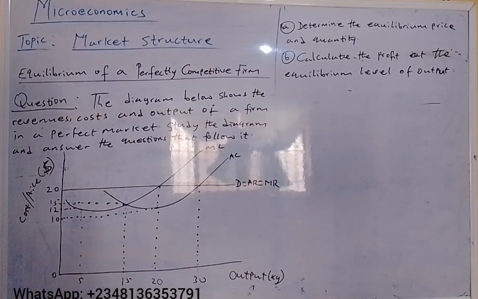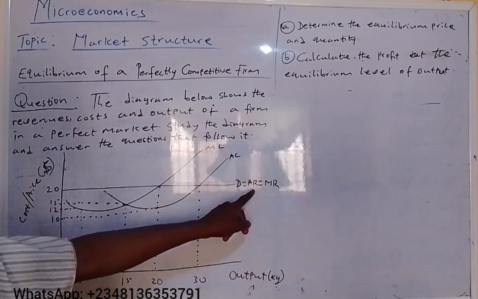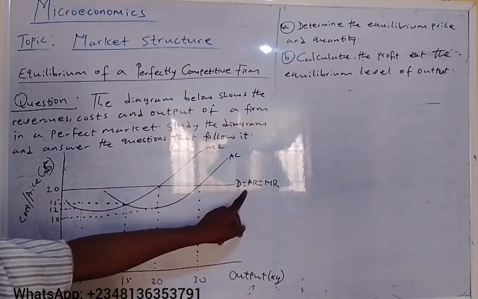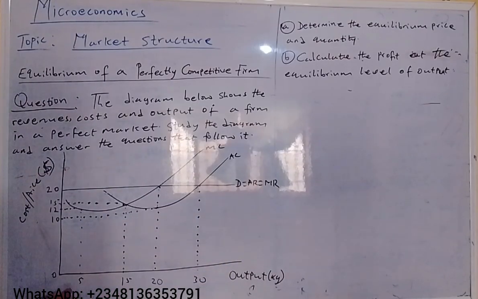Here is the diagram. So we have cost and price in dollars on the y-axis, while on the x-axis we have output in kilograms. Then we have our demand curve, which is horizontal here. So it's equivalent to the average revenue curve and also the marginal revenue curve. So we have output levels here, 5, 15, 20, 30. So we have prices and costs here.